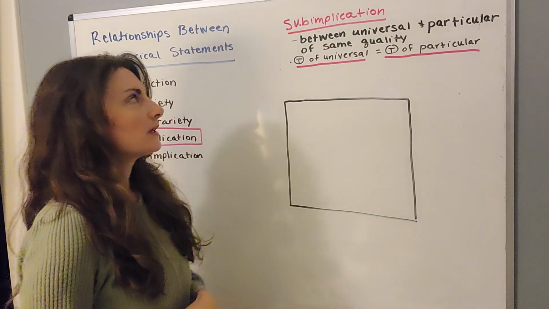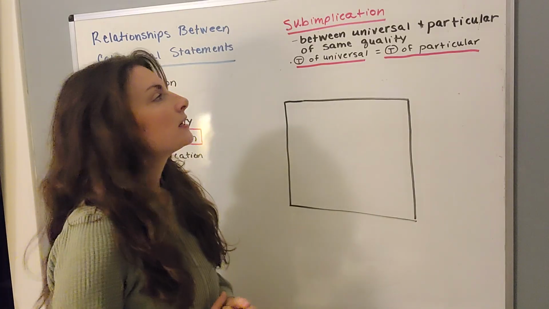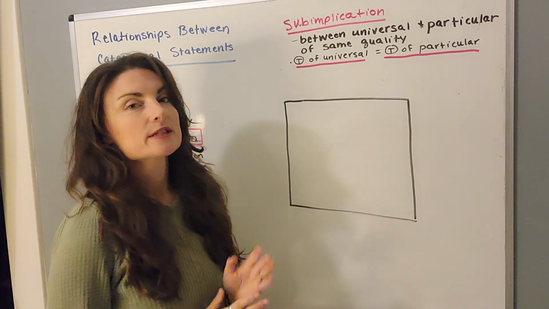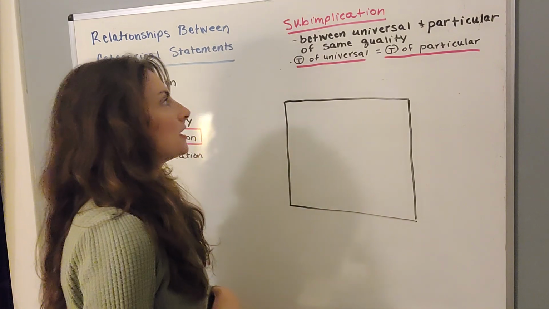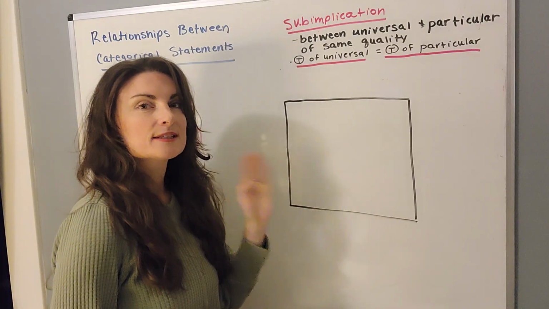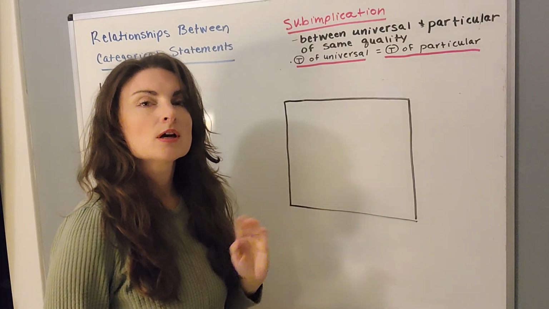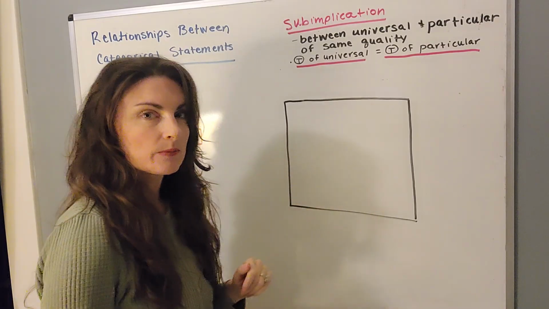So subimplication is between the universal and the particular statements that are of the same quality. When we put this up on the square of opposition, it is the truth of the universal necessitates the truth of the particular. Now, when we get it all up here, we're going to see how this makes sense.